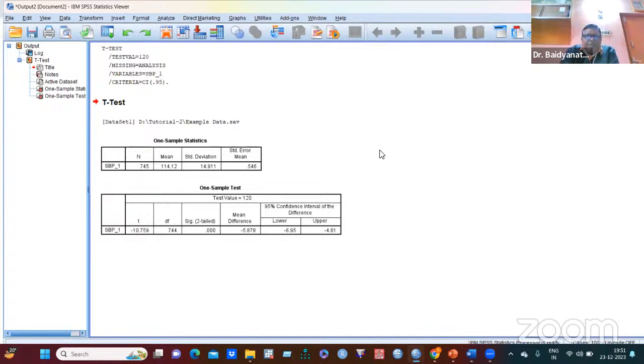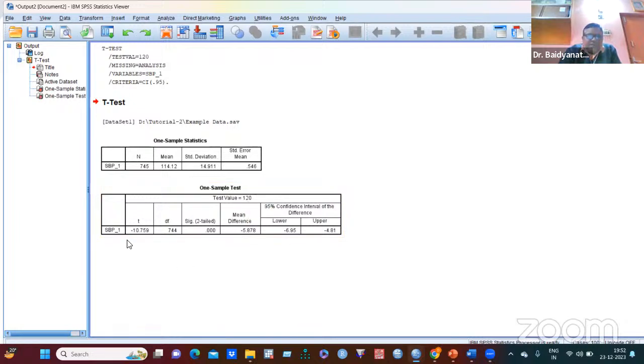So this is the output file. My target variable is systolic blood pressure, and there are 745 individuals. Mean is 114.12, standard deviation 14.911, and standard error 0.546. So this is my target value. I want to compare this and this. Is there any significant difference or not?